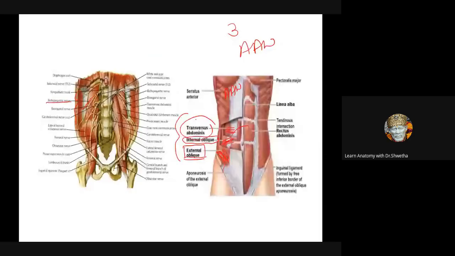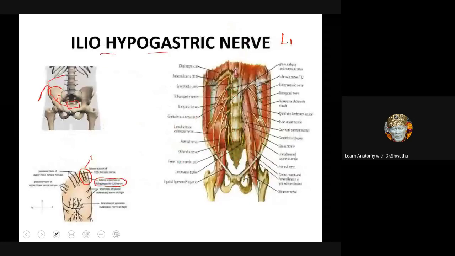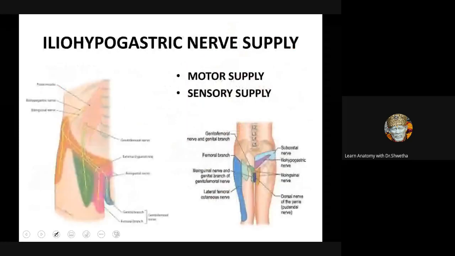So that was about the iliohypogastric nerve. As it is coming out, it will supply the transversus abdominis and the internal oblique muscle. Before we move further, can you tell me the supply of the iliohypogastric nerve, students? What was the sensory supply? Via the lateral cutaneous nerve.